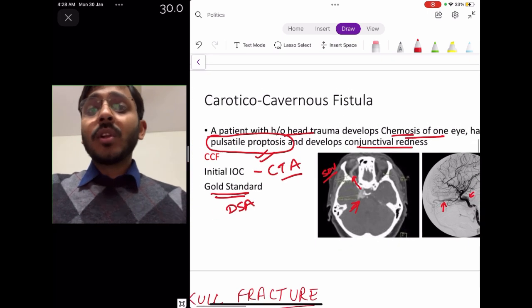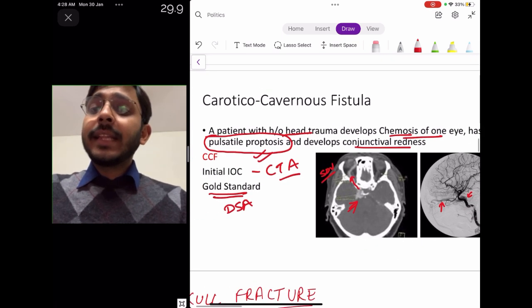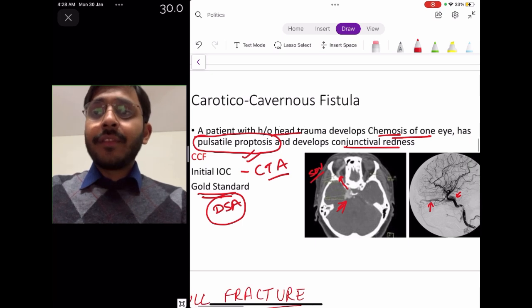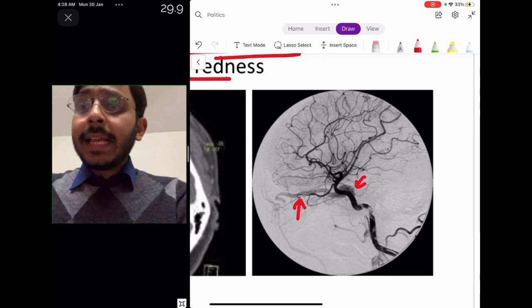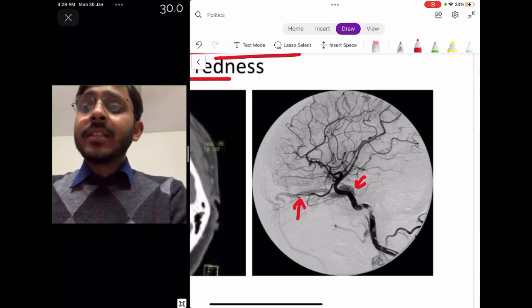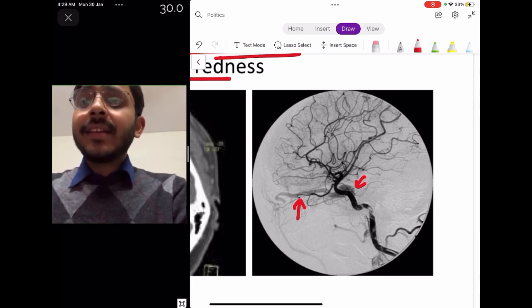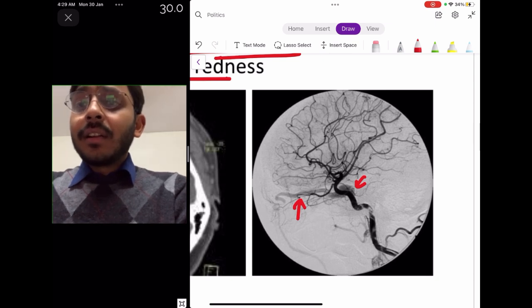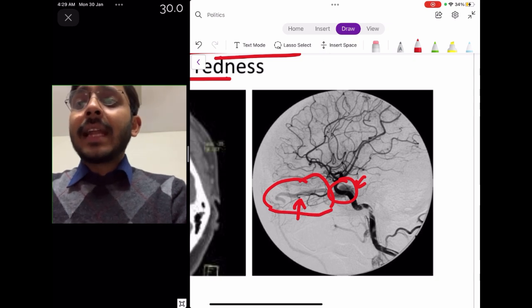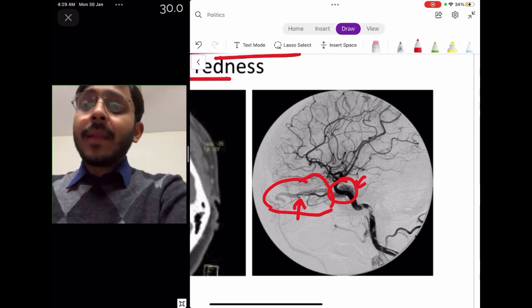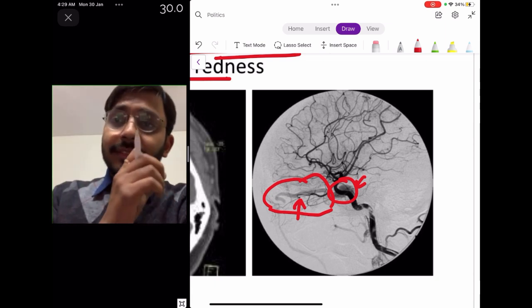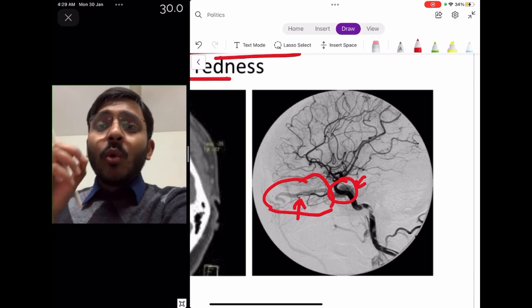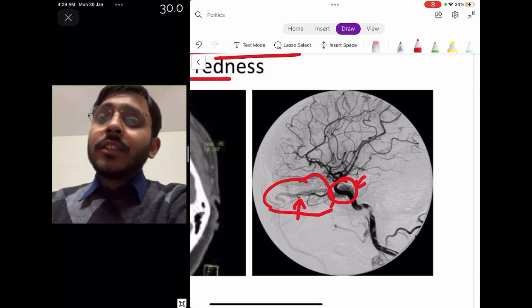Now what is the gold standard? The gold standard is a DSA or a digital subtraction angiography. What will you find on DSA? You'll find that in the arterial run itself, when you inject the contrast, in the arterial phase itself, the cavernous sinus and the superior ophthalmic vein is opacifying. So that means that there is a communication between the arterial system and the venous system at the level of the cavernous sinus, and hence it is the gold standard of a carotico-cavernous fistula diagnosis.